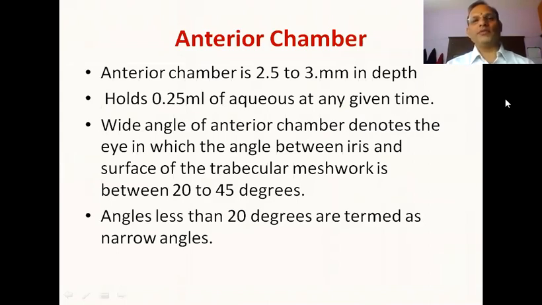A wide angle of the anterior chamber denotes an eye in which the angle between the iris and the surface of the trabecular meshwork is 20 to 45 degrees, whereas an angle less than 20 degrees is termed a narrow angle. This is as per Schaeffer's grading. This will come up when we go to the various types of glaucomas.